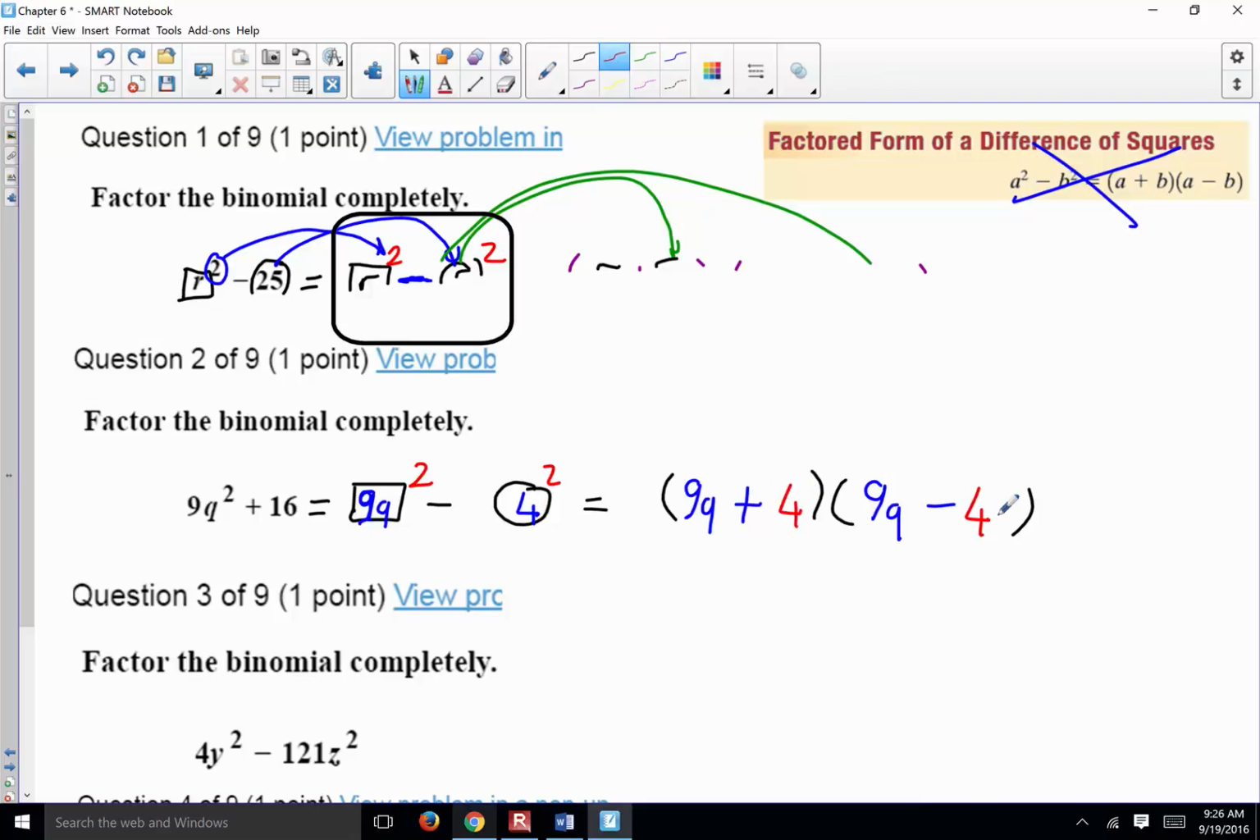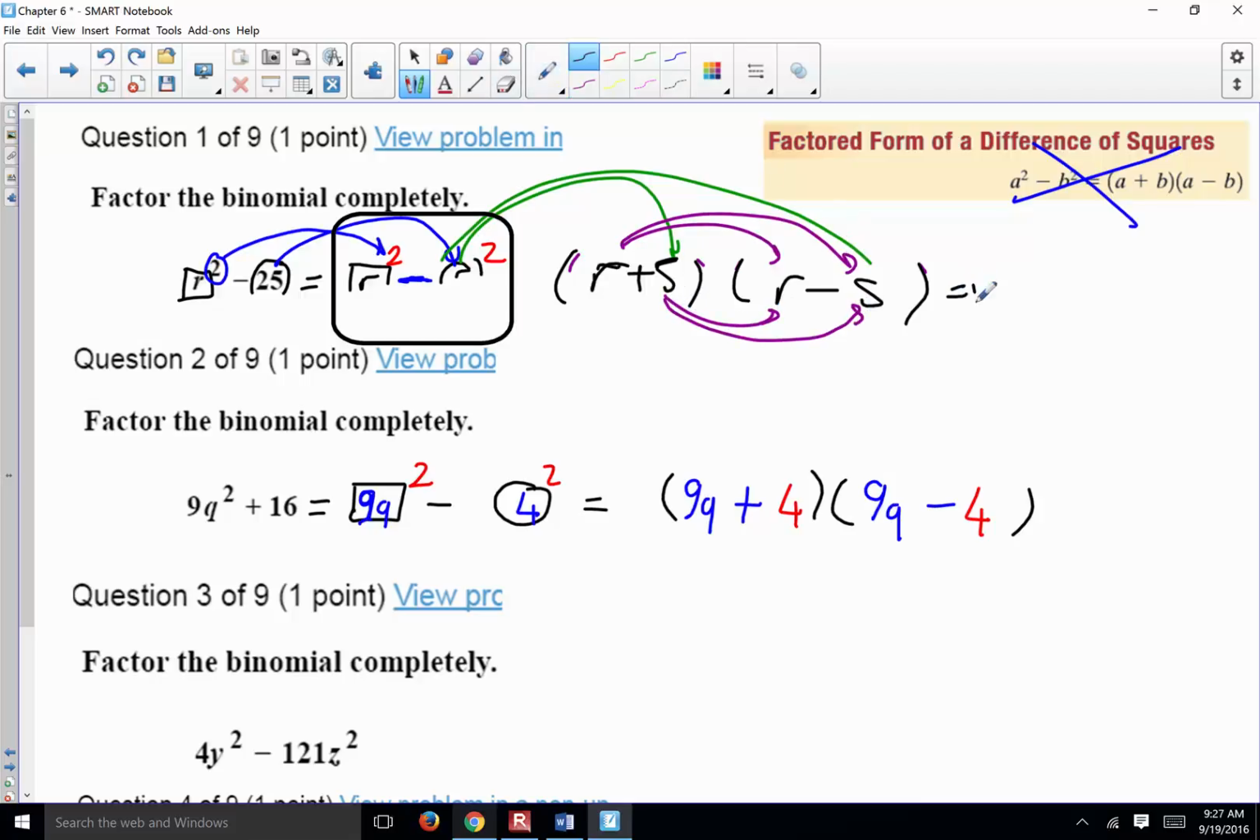Am I right? What do you say? How can I make sure my answer is right though? How do I know this is right? I didn't check it in the previous one, r plus 5, r minus 5. Well, how could you make sure? You do FOIL, don't you? Yes, we do FOIL. Do FOIL, for example, on this one. First, outside, inside, last.